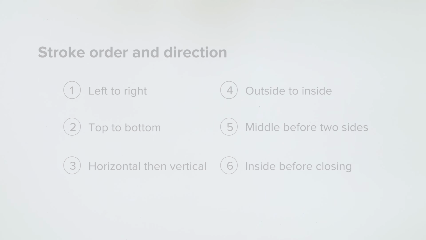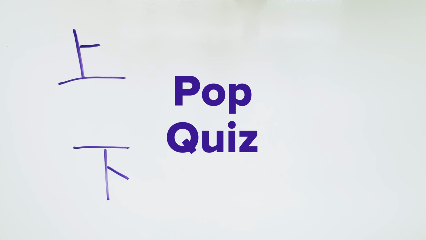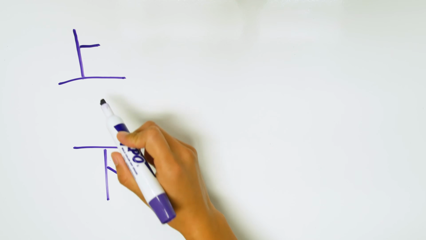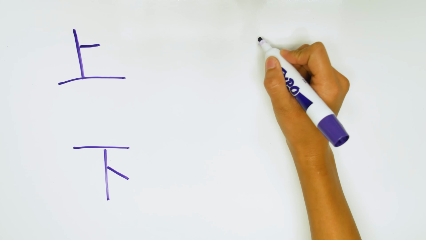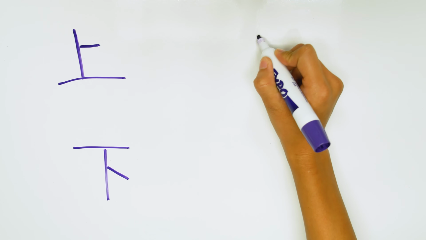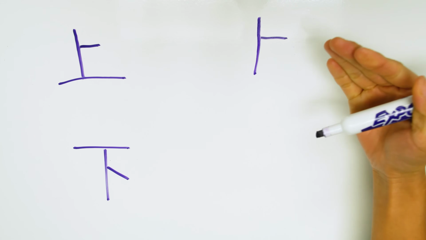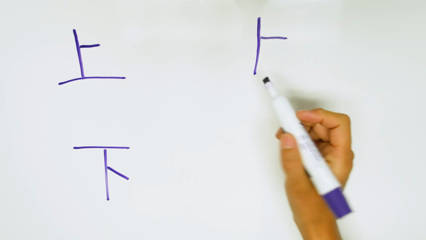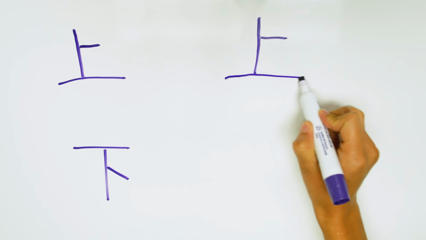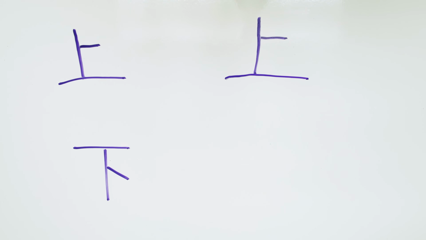All right? Okay, pop quiz for you. First, this character. How do you write it? The first one, remember, is the horizontal line, and then the second one, vertical. So following the top to bottom rule, the second horizontal line should be later, then the rest. Okay, and this character means up or above.